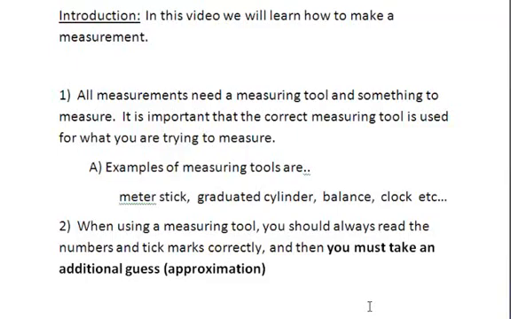When using a measuring tool, you should always read the number and the tick marks correctly, and then you must take an additional guess or an approximation. It's very difficult to get students to take the approximation, to take the guess. Most don't want to do it, but it's an important part of taking any measurement. Let me give you an example.